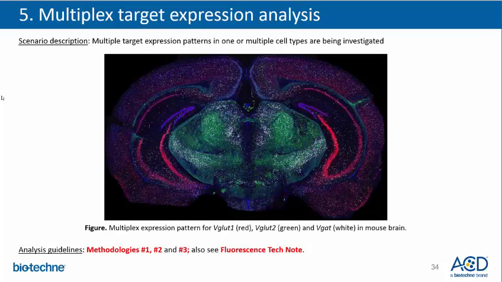This is another example, but from the neuroscience field, where the multiplex expression is shown for VGLUT1 in red, VGLUT2 in green, and VGAT in white, and they all mark different excitatory and inhibitory neuronal populations in the mouse brain.